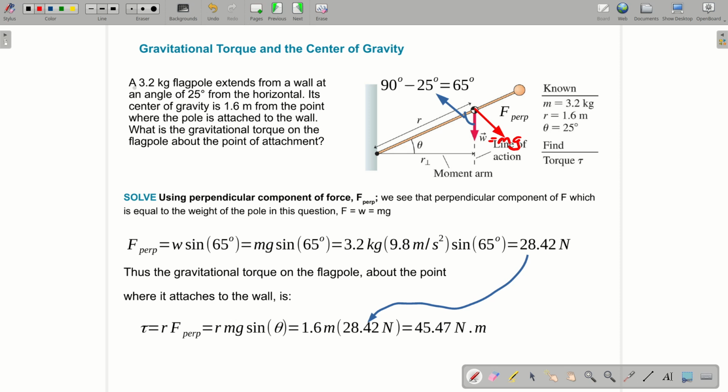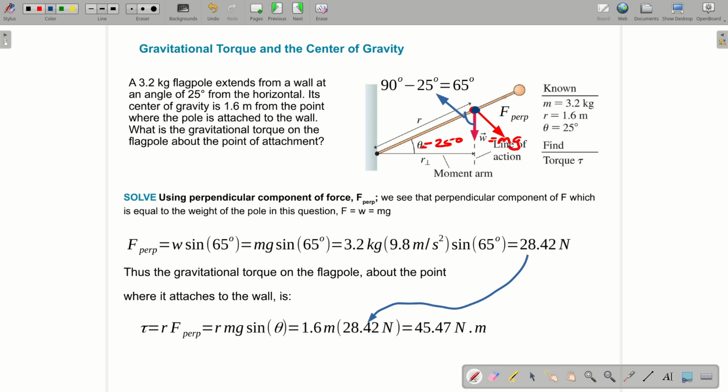This question says a 3.2 kilogram flagpole extends from a wall at an angle of 25 degrees from the horizontal. That would be this angle here. Its center of gravity is 1.6 meters from the point where the pole is attached to the wall, and it is also shown here. This is the center of gravity. Now notice here, folks, the center of gravity for this flagpole is not in the geometrical center because it's not a uniform object. There is a heavier part here, and it's generally closer to the heavier part. We know this by logic.